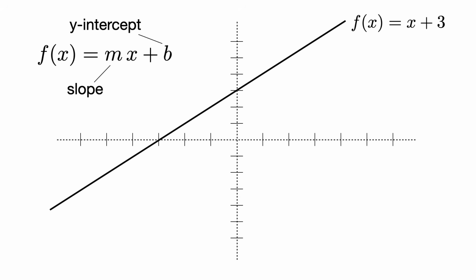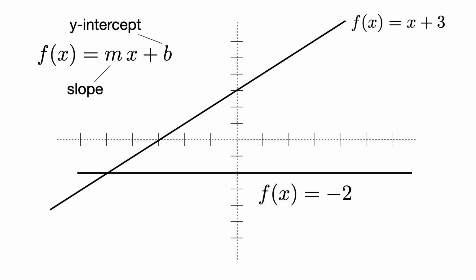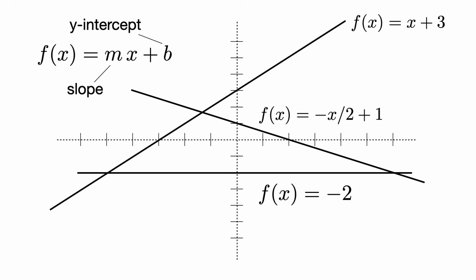Here's an example. f of x is equal to x plus 3. The slope is 1. The y-intercept is 3. Here's f of x is equal to negative 2. This has a slope of 0. And here's f of x is equal to negative 1/2 x plus 1. Here the slope is negative.